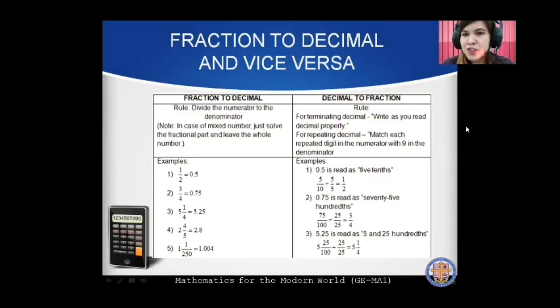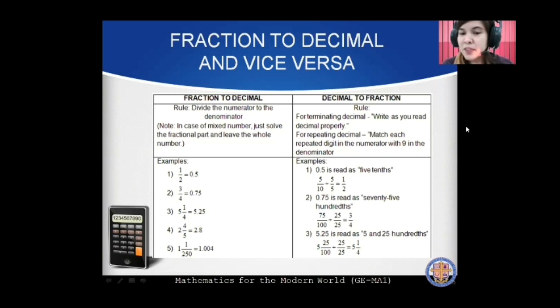How to convert fraction to decimal and vice versa. To convert fraction to decimal, divide the numerator by the denominator. And to convert decimal to fraction, we have two types of decimals: terminating decimals and repeating decimals. To convert terminating decimal to fraction, just follow this expression: write as you read. Write as you read. Kung anong basa, ganun ang sulat.